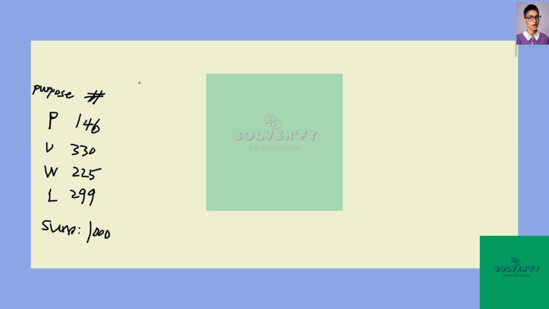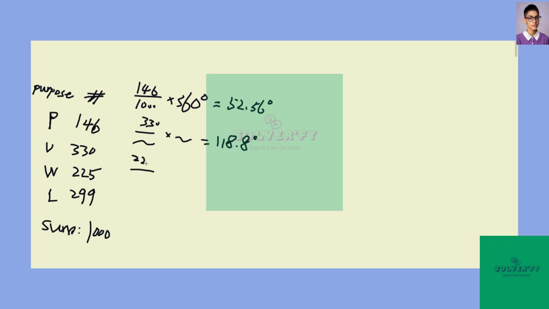So for P, it equals 146 over 1000 times 360 degrees, which will be 52.56 degrees. And for the next, it is the same way, 330 over 1000 times 360 equals 118.8 degrees.